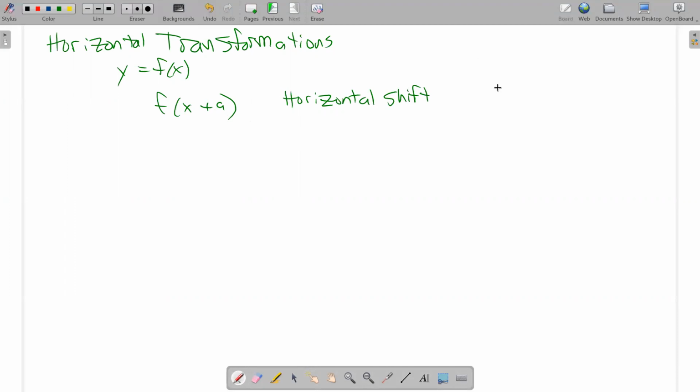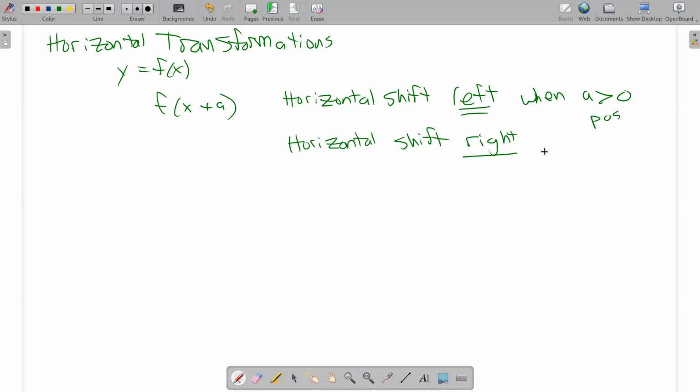That shift is going to be to the left when a is less than 0. Oh, sorry, greater than 0. I lied, like we saw a moment ago. So if a is positive, we move in a negative direction. We'll get a horizontal shift to the right when a is less than 0. That is, negative. Double check.